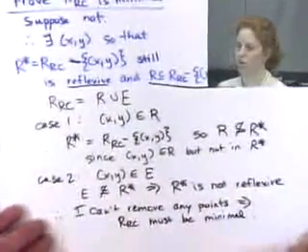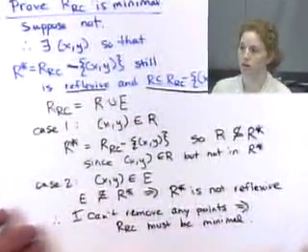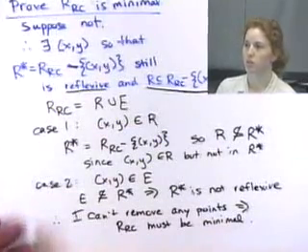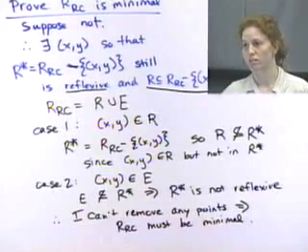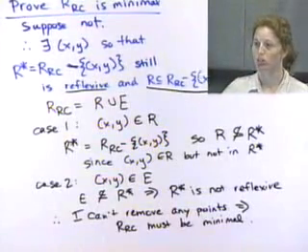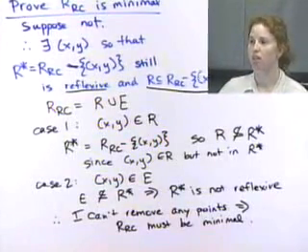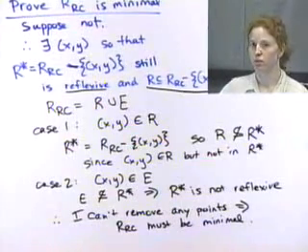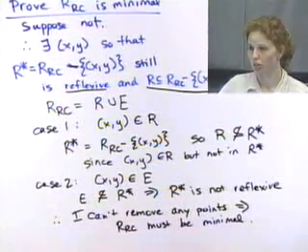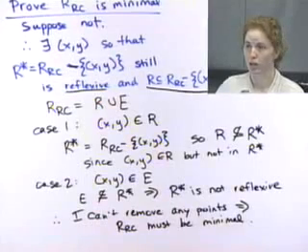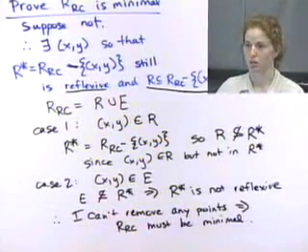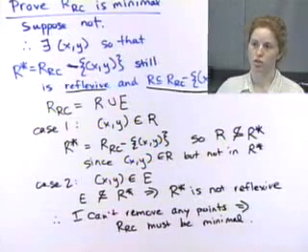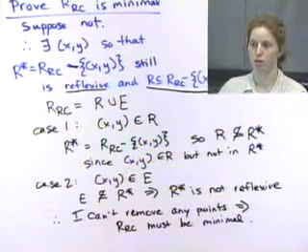Could you have stopped after case 1? No, I couldn't stop after case 1 because I could have taken stuff out of E, possibly. I have to prove both cases. So if I take any point out of RRC, I have to see if that messes it up. Because if I can take some out, I'll take it out, and that'll make it smaller, and that'll be good. But I have to prove that no matter what I take out, I mess it up. Because you shouldn't be allowed to take any of them out because it's minimal.